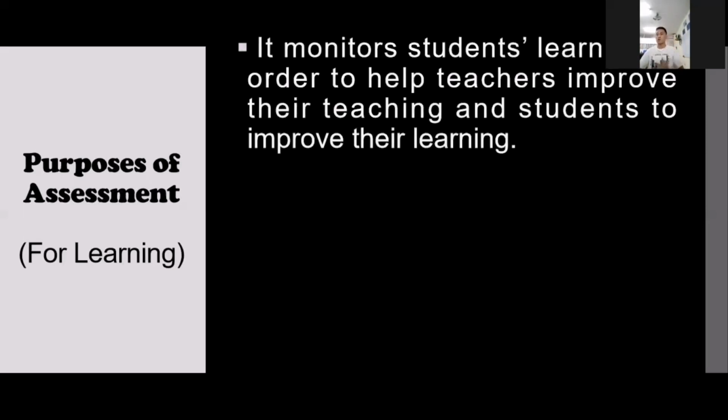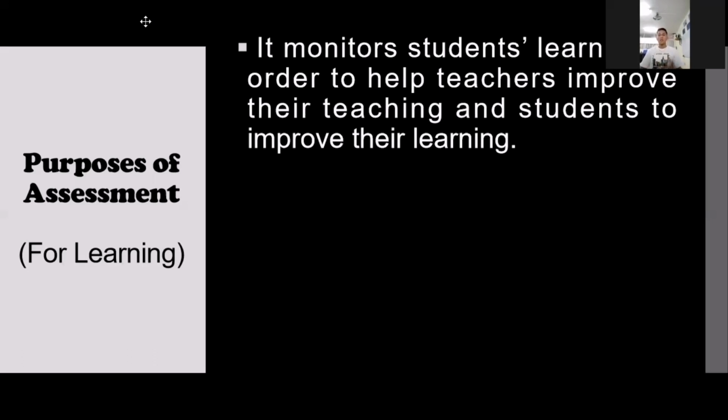Let us move on to my next subtopic, which is purposes of assessment. Why do we need to have assessment? Actually, we can sum up the purposes of assessment in three types of assessment. What is the purpose of having assessment for learning? Firstly, it monitors students' learning in order to help teachers improve their teaching and students improve their learning.